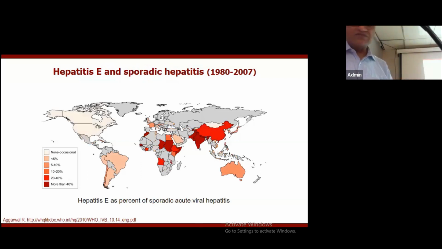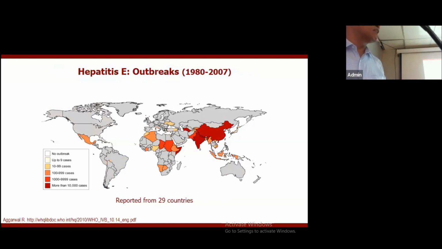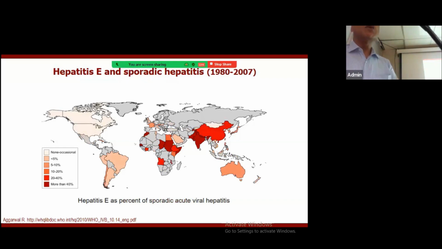Second thing, some of those outbreaks can be fairly large, as you see in India, China, and some Central Asian countries, and in Africa, there have been outbreaks affecting several thousand people. In addition, it also causes hepatitis, which is not in the form of outbreaks, forming a part of the usual acute viral hepatitis that we see. And here the depth of red color shows the proportion of acute sporadic hepatitis that is caused by hepatitis E virus, with red colors indicating a larger proportion being caused by hepatitis E virus.